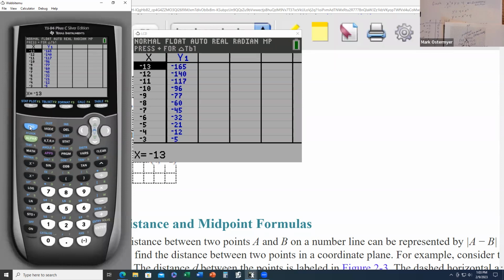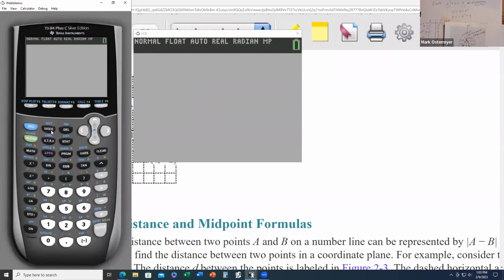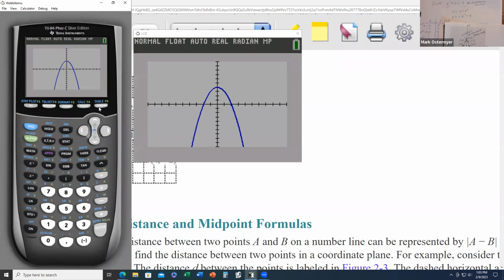How do we get out of a mode back to the home screen? You always hit your second key followed by your mode button to quit. Second mode quits. It takes you back to your default home screen. Let's go back to our graph. I'm going to show you how to throw some diagnostic functions at this graph.